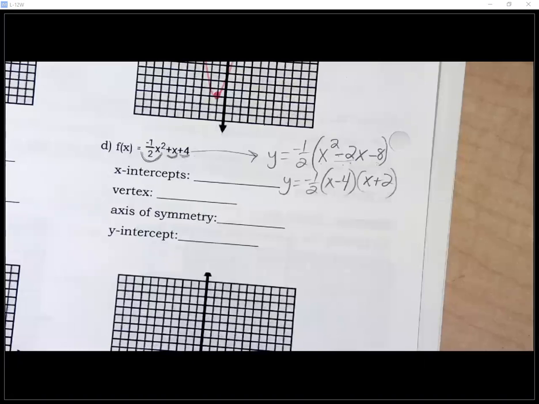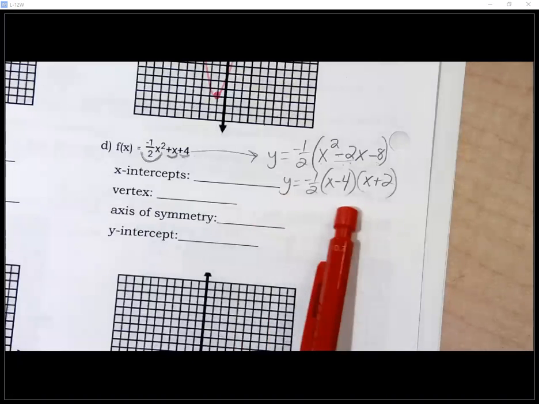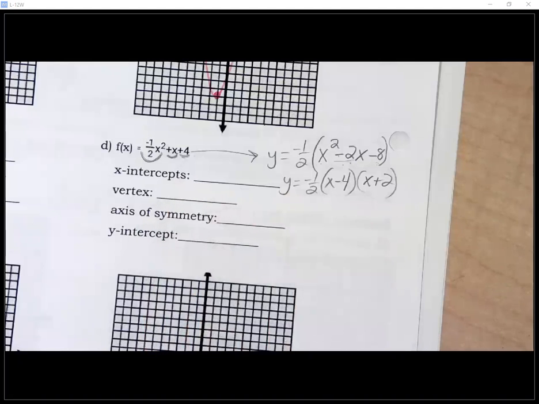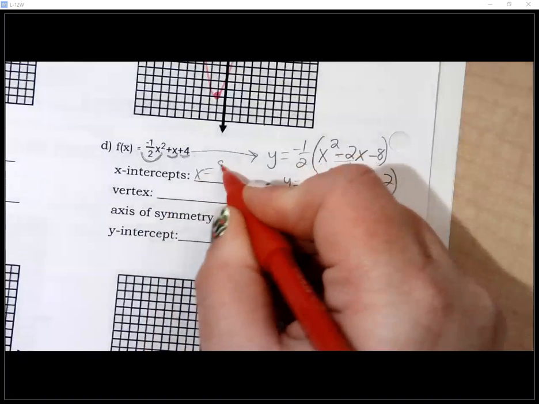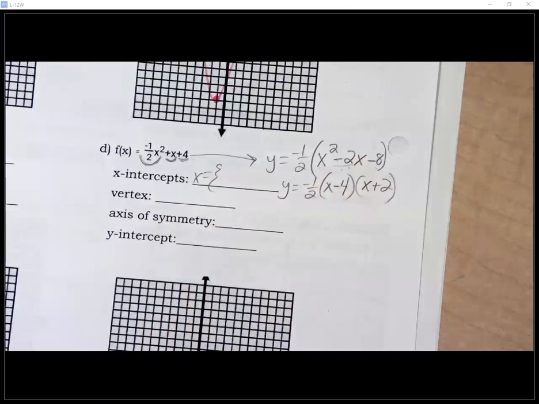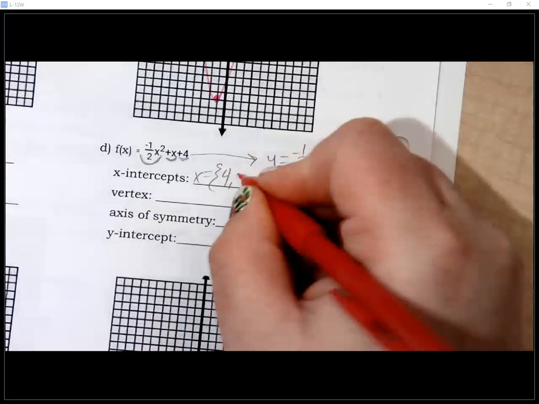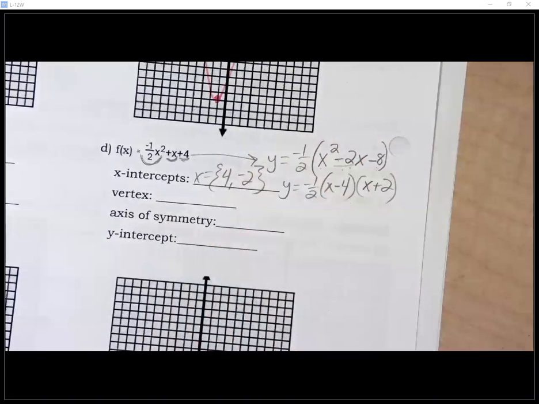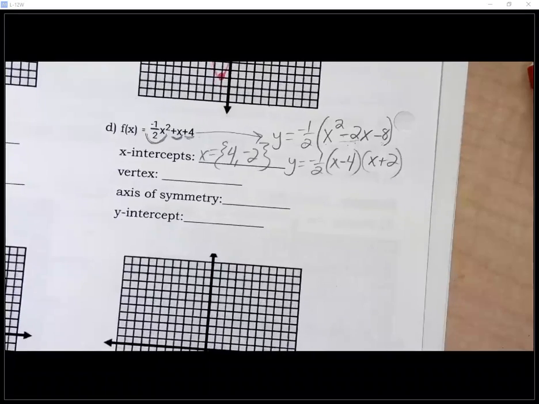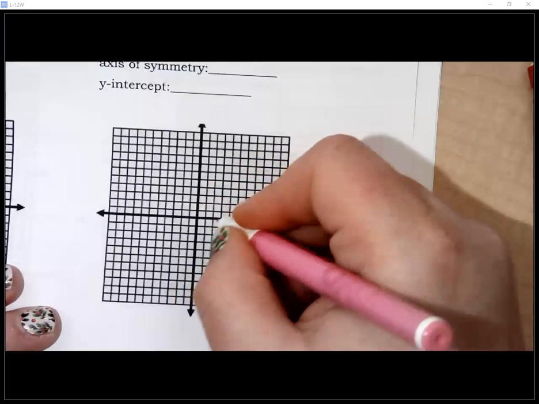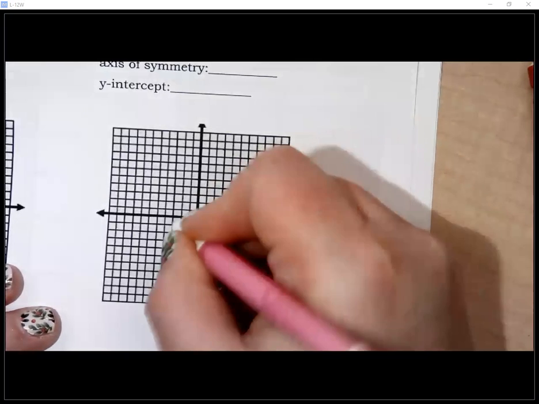So there is this same quadratic fully factored, but now I know where my x-intercepts are. Now I have it in intercept form. Where are my x-intercepts? At what and what? 4 and -2. So the vertex is going to require a little bit of work, but it's not that bad. Let me plot these two. One of them is at +4 and one of them is at -2.